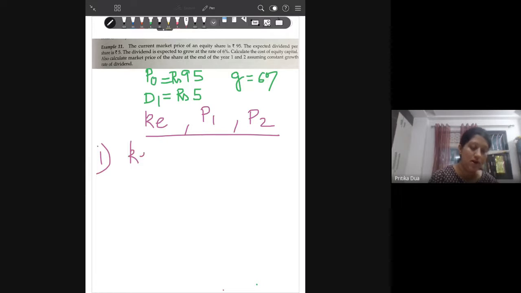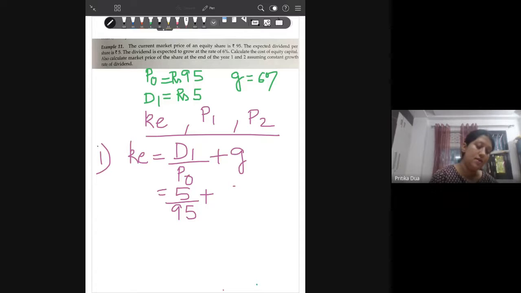So as already done, KE is D1 by P0 plus G. So you add 0.06, or here let's take it in absolute value.